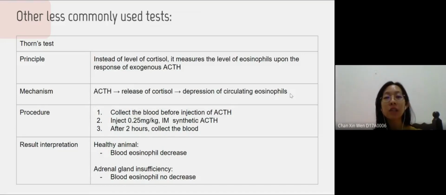This is a less commonly used test nowadays, because now with the technology and everything, it's very easy for us to read the level of cortisol in the blood. But back 50 or 60 years ago, when there was no such facility, people tended to use this TON test to assess the adrenal gland function.